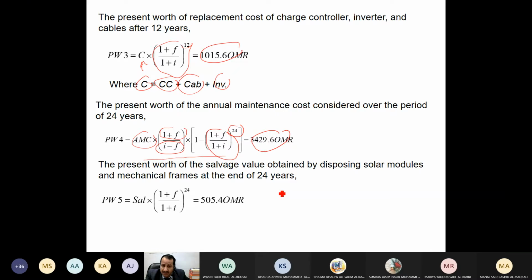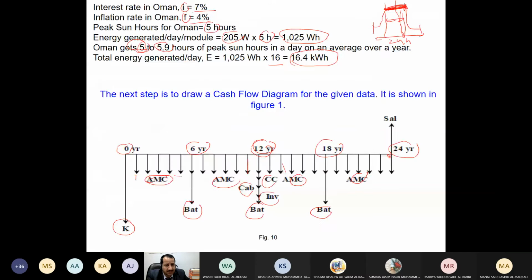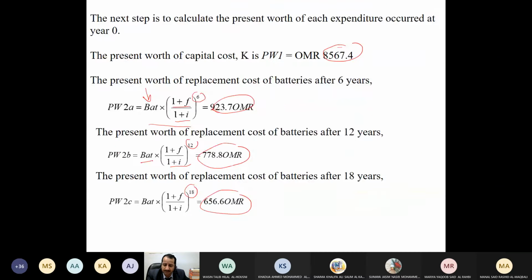For salvage, it means at the end of the project, what is the useful part to be sold? Okay, we have the panels, they recycle them, and we have the frame because it's metal. So salvage will contain the cost of the original panels plus the frame, raised to power 24 here, because after 24 years I will sell them. This is the amount. By the way, salvage is a return. Let me go back. You see here, salvage is an arrow in the opposite direction. It means in this direction I pay, in this direction I take.